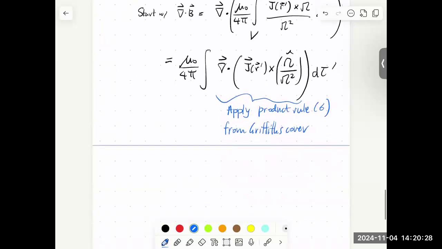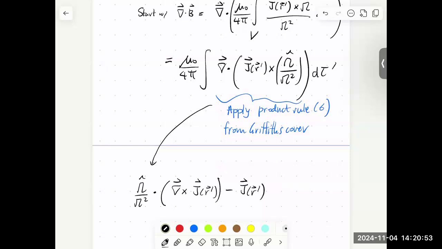Okay, so if we do that, we're going to get r hat over r squared dotted with, it turns out, the curl of J, and then it's going to be minus J dotted with the curl of the other vector, which was the script r hat over script r squared. All right.